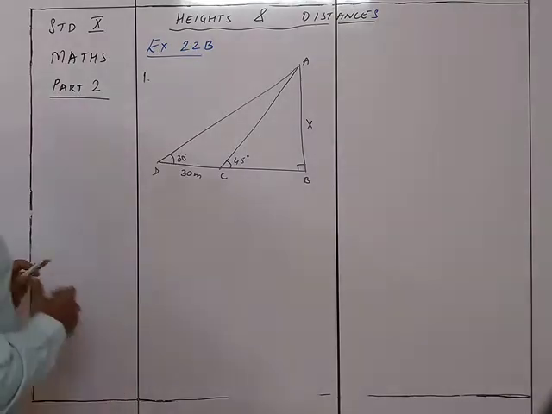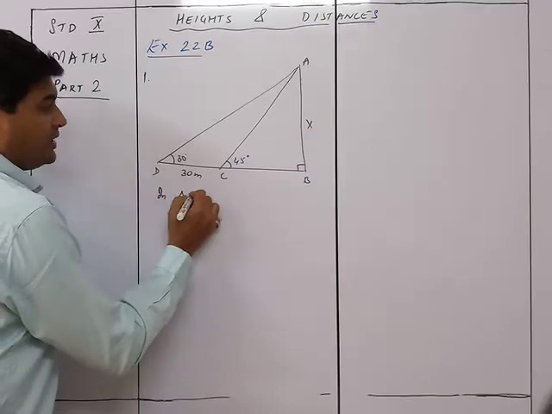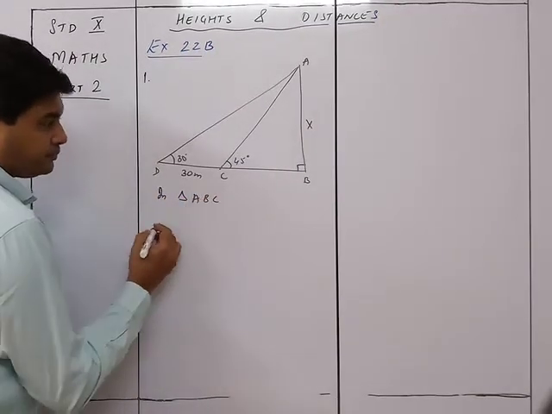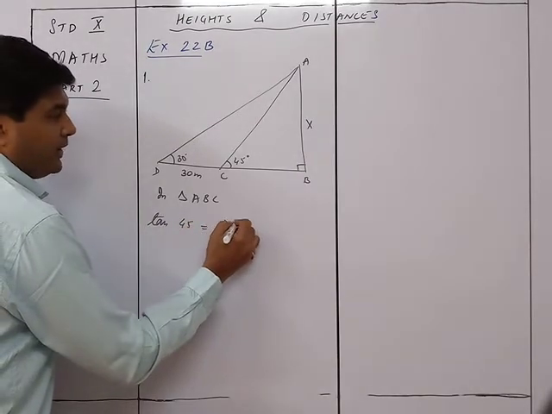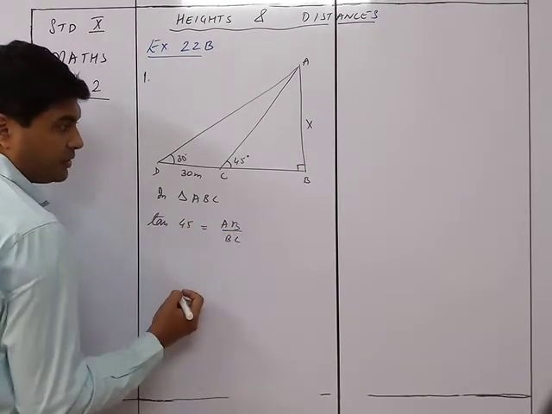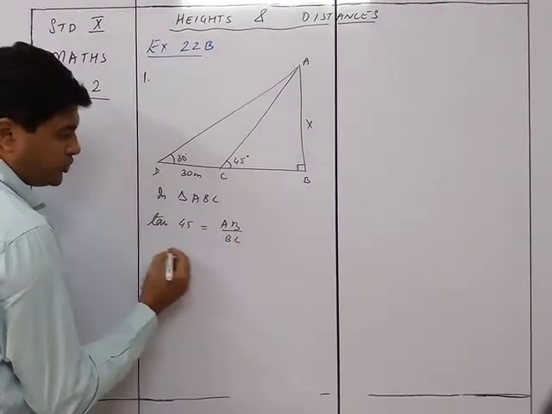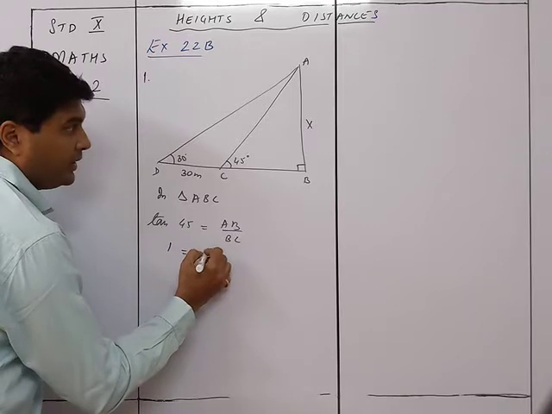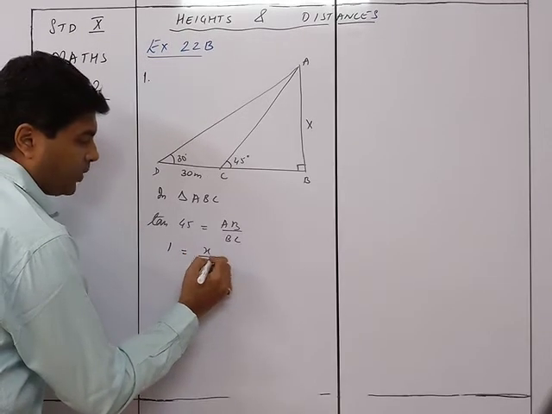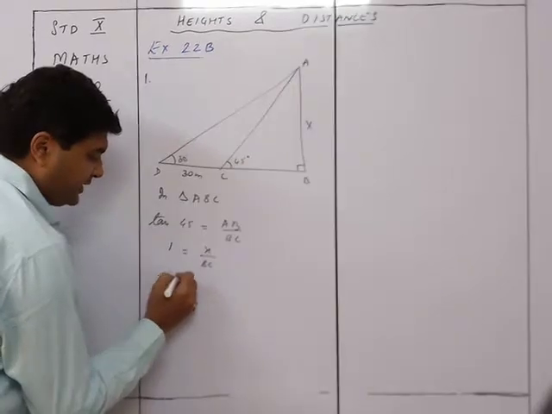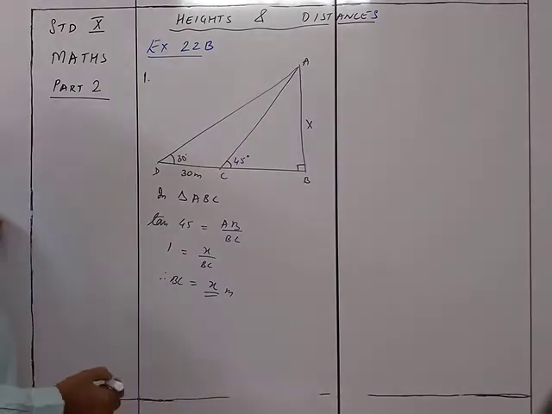Now what we get over here is, let's see the first triangle over here. So in triangle ABC, tan 45 is going to be equal to AB upon BC, right? So if AB is X, BC will also be X. So 1 is equal to AB, that is X upon BC. Therefore BC is also equal to X meters, right?